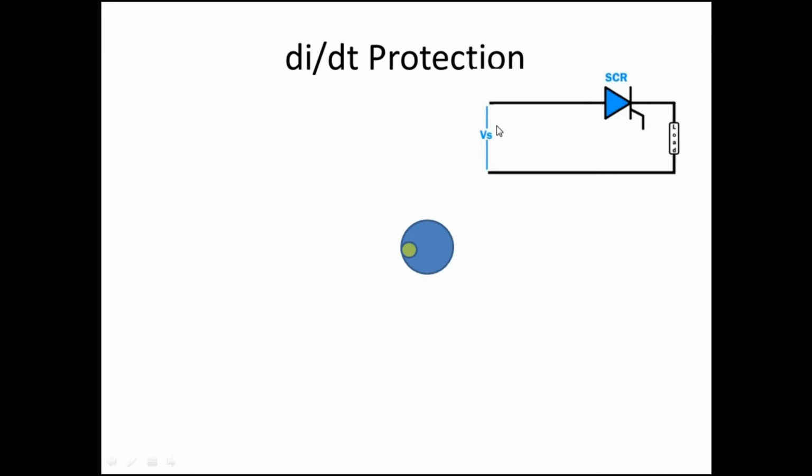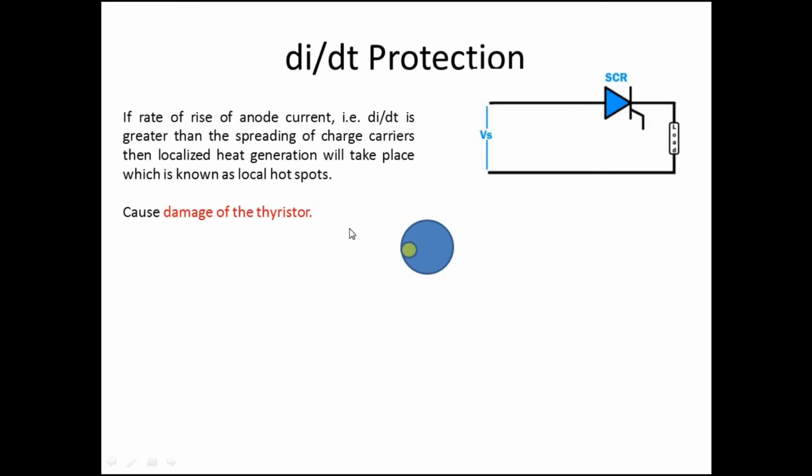So there is a high di/dt, and this will cause heat generation and damage this portion. A local hotspot will be created here and will finally damage the thyristor. So because of high di/dt, there is a chance to damage the thyristor. There will be creation of small local hotspots by localized heat generation at these points, and finally, by aging, it will damage the thyristor. So we have to protect the device from this damage. That is called di/dt protection.